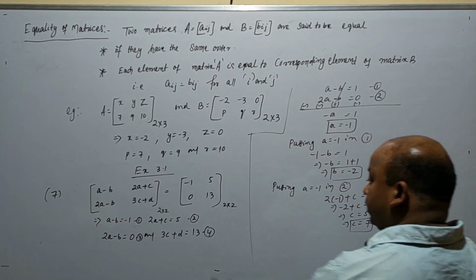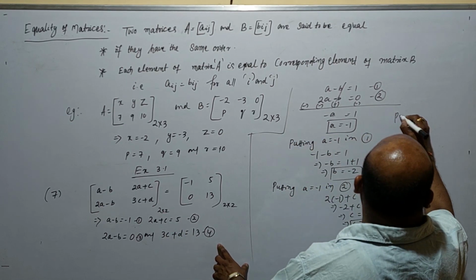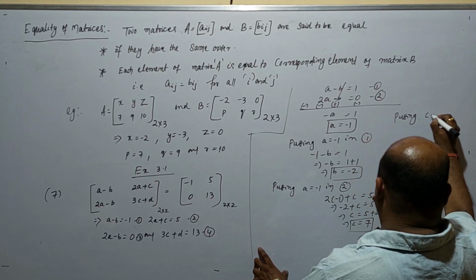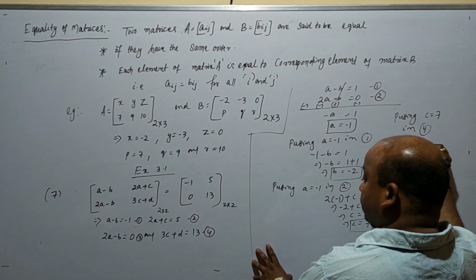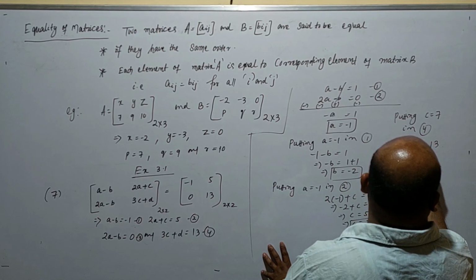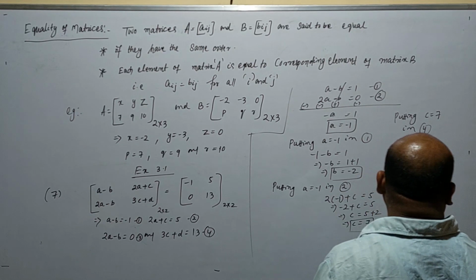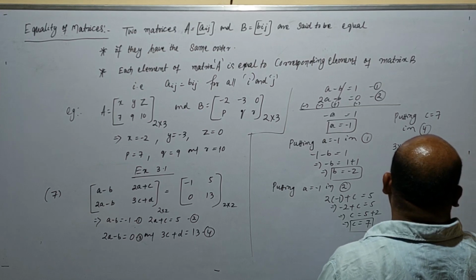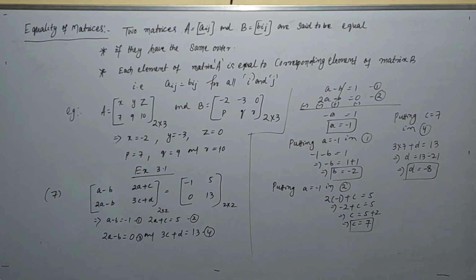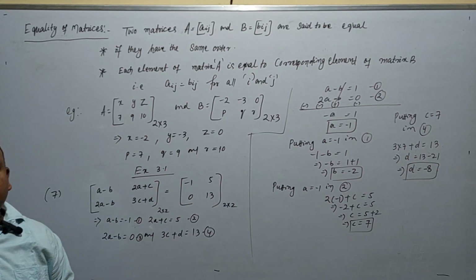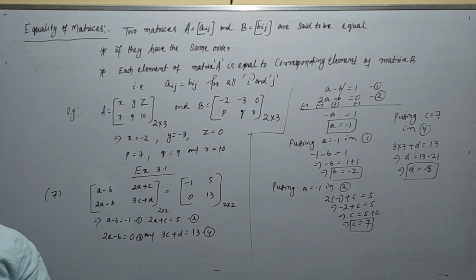Then putting this value of c, c is equal to 7, in equation 4. So 3 into 7 plus d is equal to 13. So d is equal to 13 minus 21, so d is equal to minus 8. So these are the respective values of a, b, c and d, students. So this is all about equality of two matrices. Sometimes it comes for 2 marks, also for 1 mark.